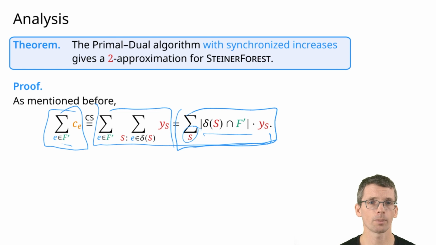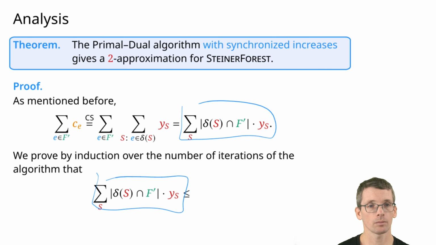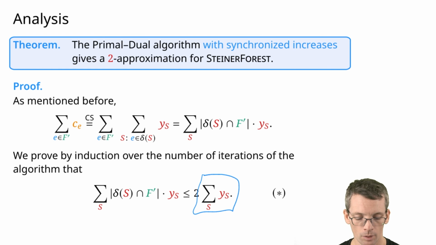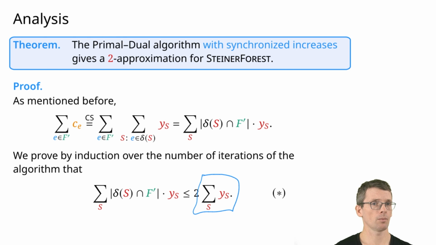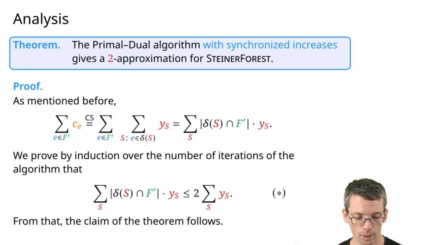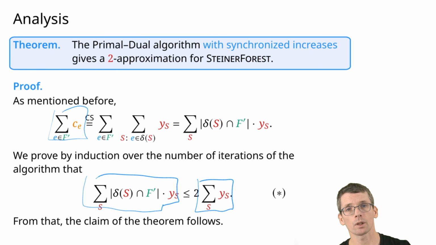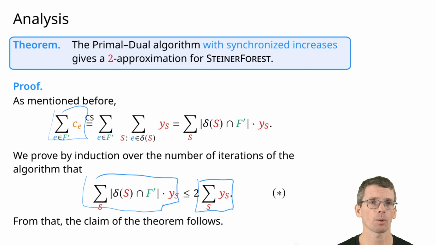And we will prove by induction that this sum, at any time in the algorithm, is at most 2 times the sum of the dual variables. With that, this immediately implies the theorem, because the cost of my solution equals this term here. It's at most twice as large as the objective value of this dual solution. And the dual solution is a lower bound for the optimal solution. So we have an approximation factor of 2.